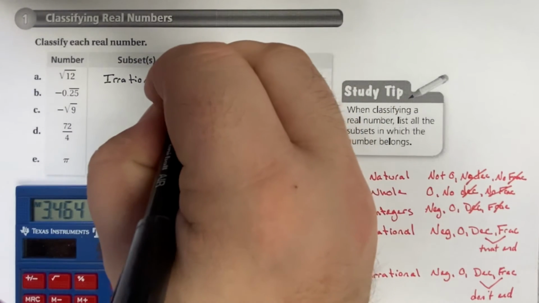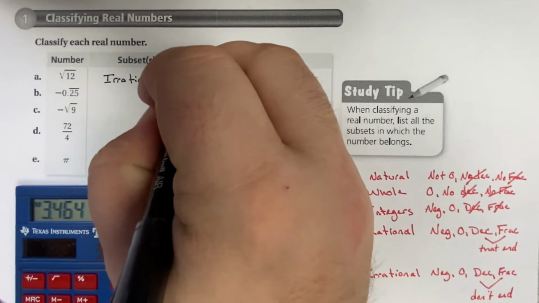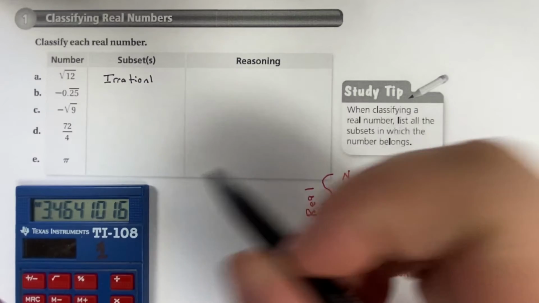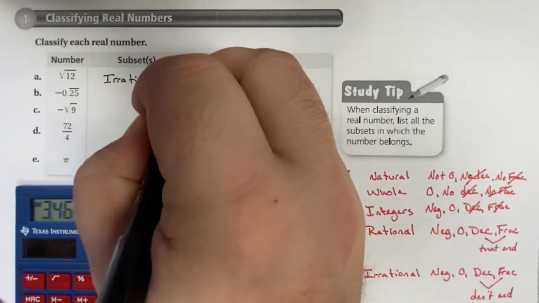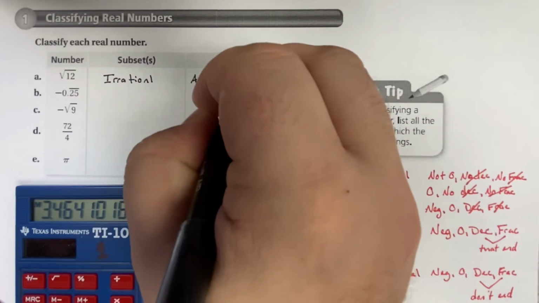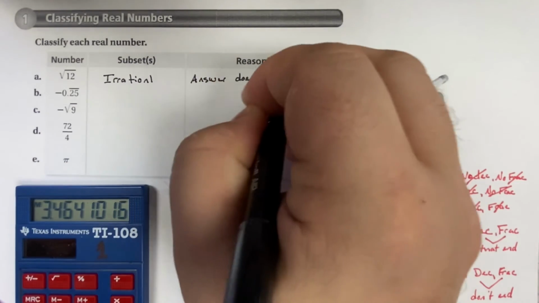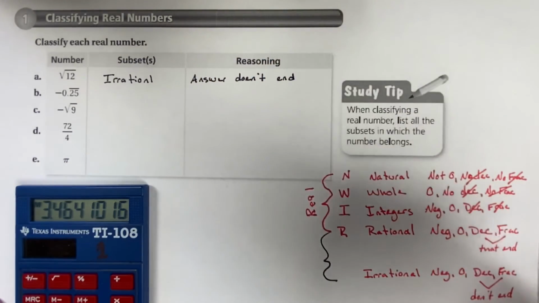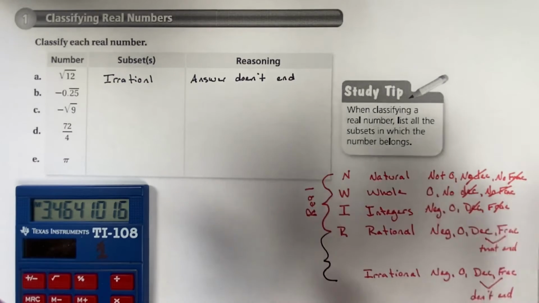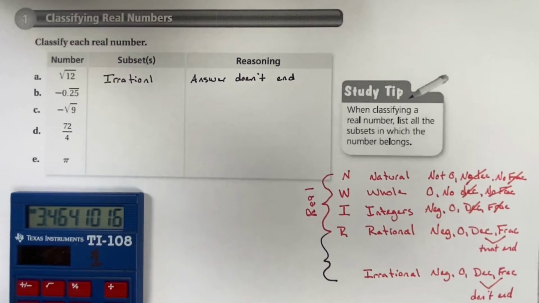Now, the easiest way to put that is that it's not a perfect square. However, to be more exact, I would say the answer doesn't end, because not all non-perfect squares end. It's really weird. It's pretty close. You can use it as a reason, and you'll still get an A, no problem.